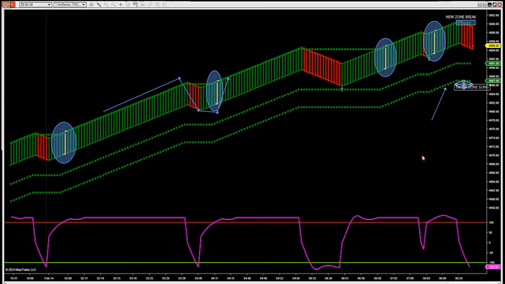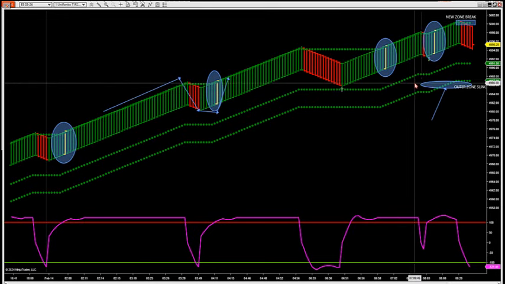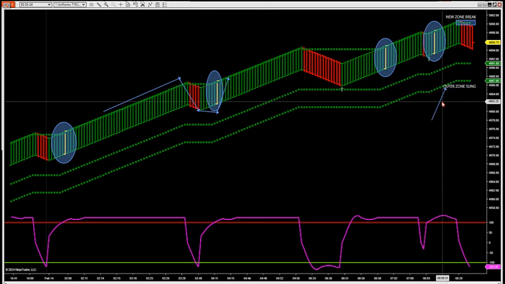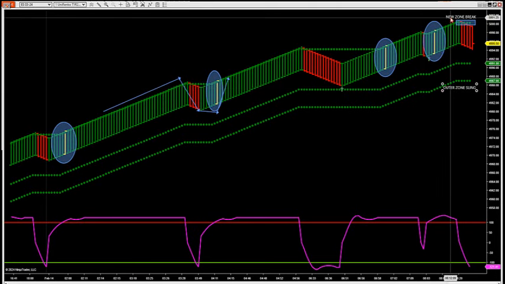Now you do have shallow slingshots. You can use the oscillator below to pull yourself in if you want to take shallow slingshots like this. This is a shallow slingshot. So here's your outer zone. So those are the two setups we're looking at right now currently in the S&P as this market ticks along.